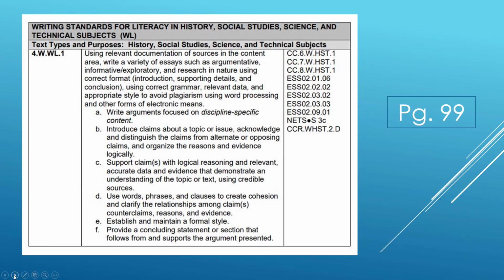Please turn to page 99. This is an example of NRS Level 4 writing standards. The domain is Writing Standards for Literacy in History, Social Studies, Science and Technical Subjects, or WL. This cluster of standards is titled Text Types and Purposes. The particular standard on this page is 4.W.WL.1, and you will note that this standard contains several components, indicated by the letters A through F.